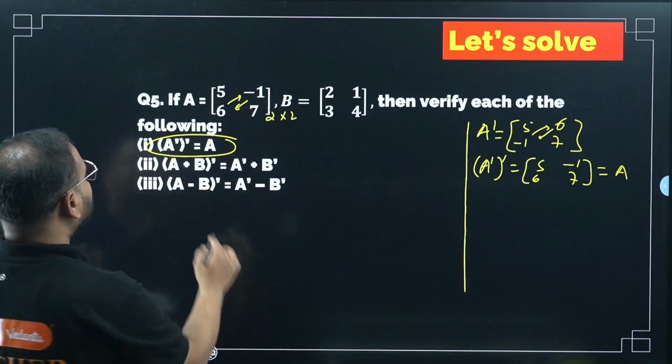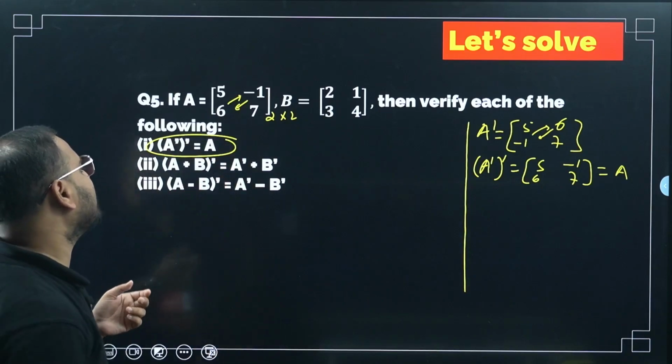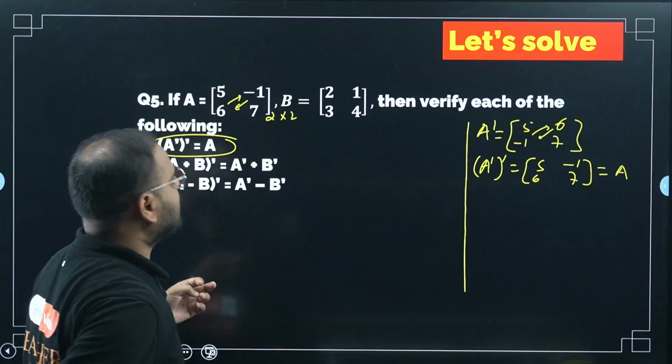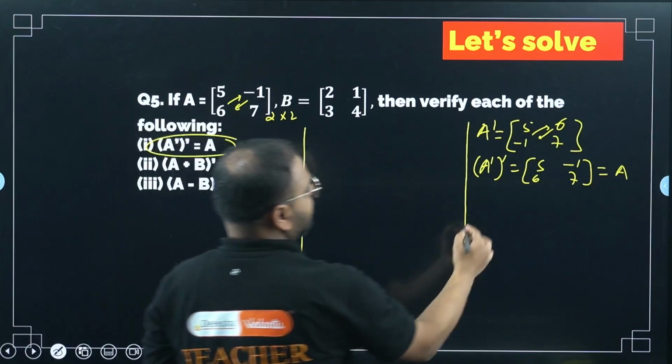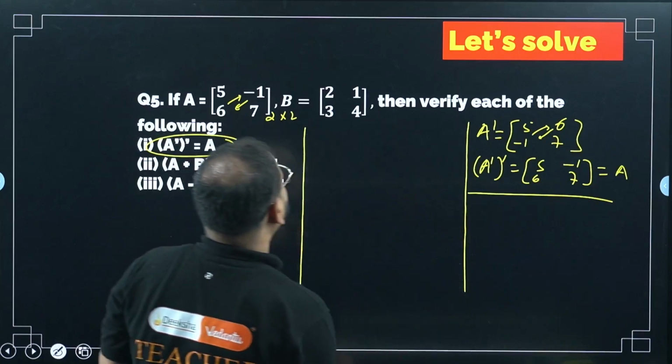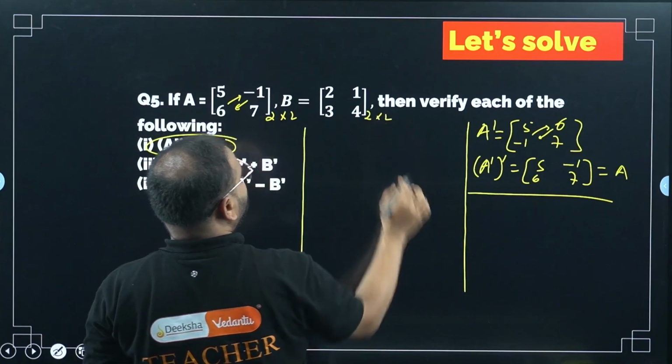Now they are saying do this: A plus B the transpose, and A transpose plus B transpose. Okay. Let's first do the sum of A and B. Can I do the sum of A and B? Yes, sir. Both our matrices are 2 cross 2.